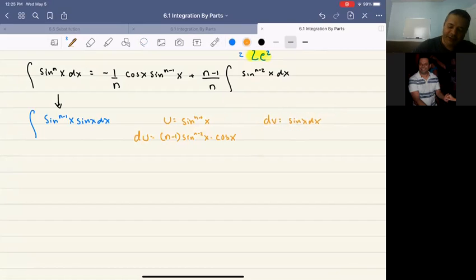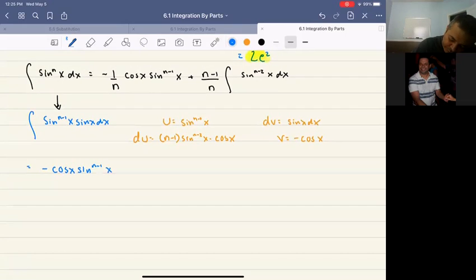Now v, the integral of sine, is negative cosine of x. Okay, so uv minus the integral of v du. So this is going to equal negative cosine x sine of x to the n minus 1. You can see that here, except for the fact that there's this 1 over n. We'll deal with that in a minute. Minus the integral of v du.